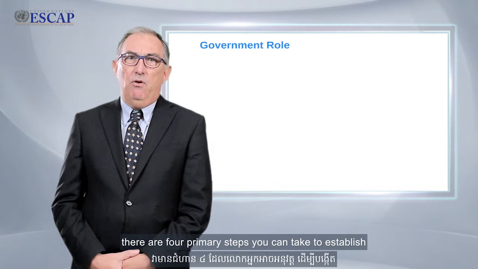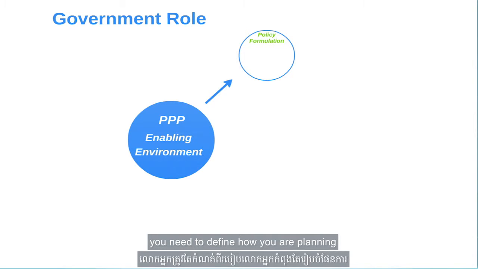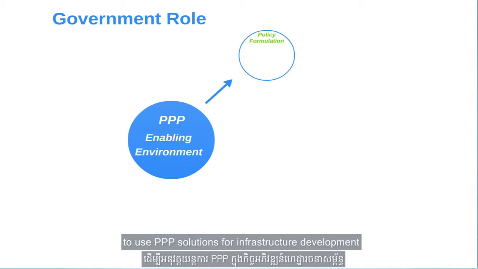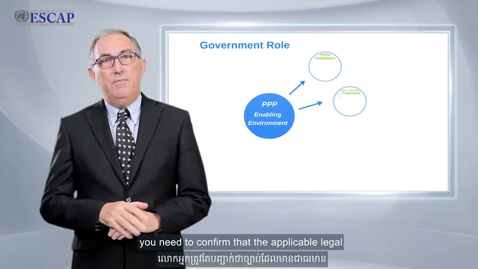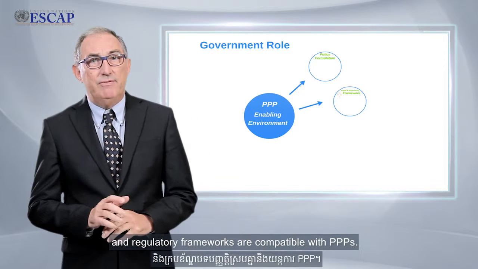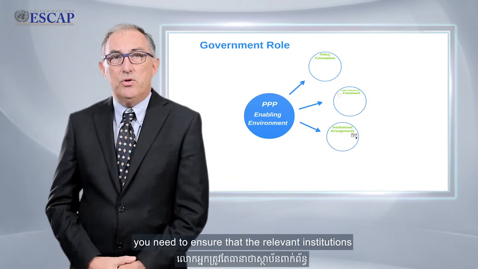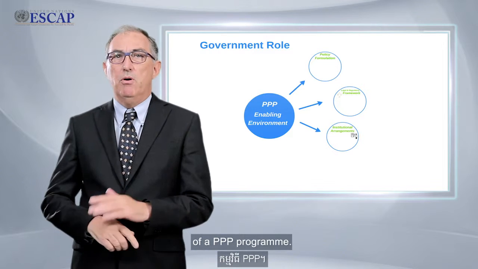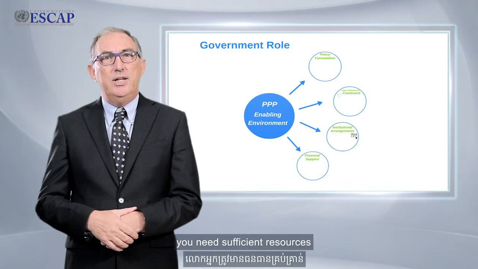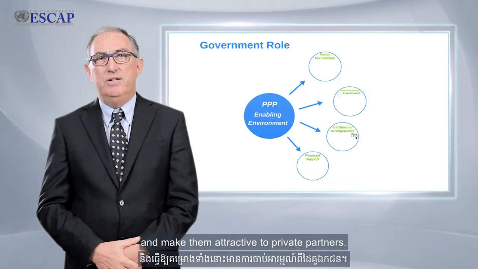As a government, there are 4 primary steps you can take to establish an environment favourable to PPP development. First, you will need to define how you are planning to use PPP solutions for infrastructure development by formulating a clear policy. Second, you need to confirm that the applicable legal and regulatory frameworks are compatible with PPPs. Third, you will need to ensure that the relevant institutions are capable of supporting the implementation of a PPP program. And fourth, you need sufficient resources to finance the preparation of PPP projects and make them attractive to private partners.